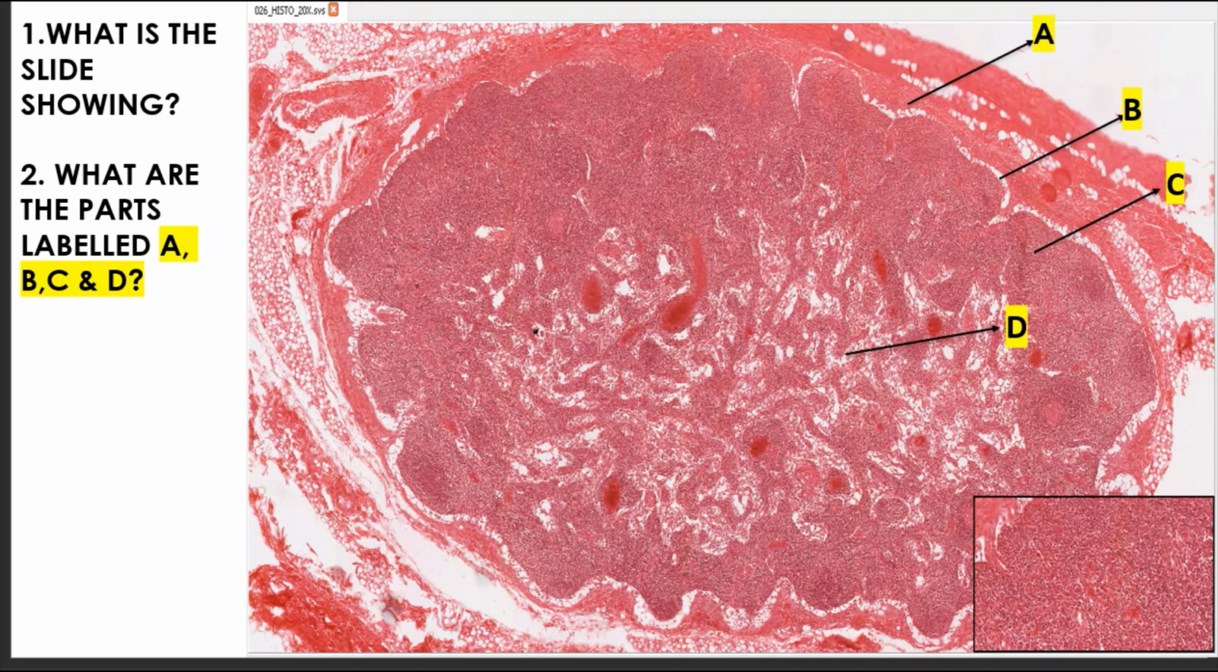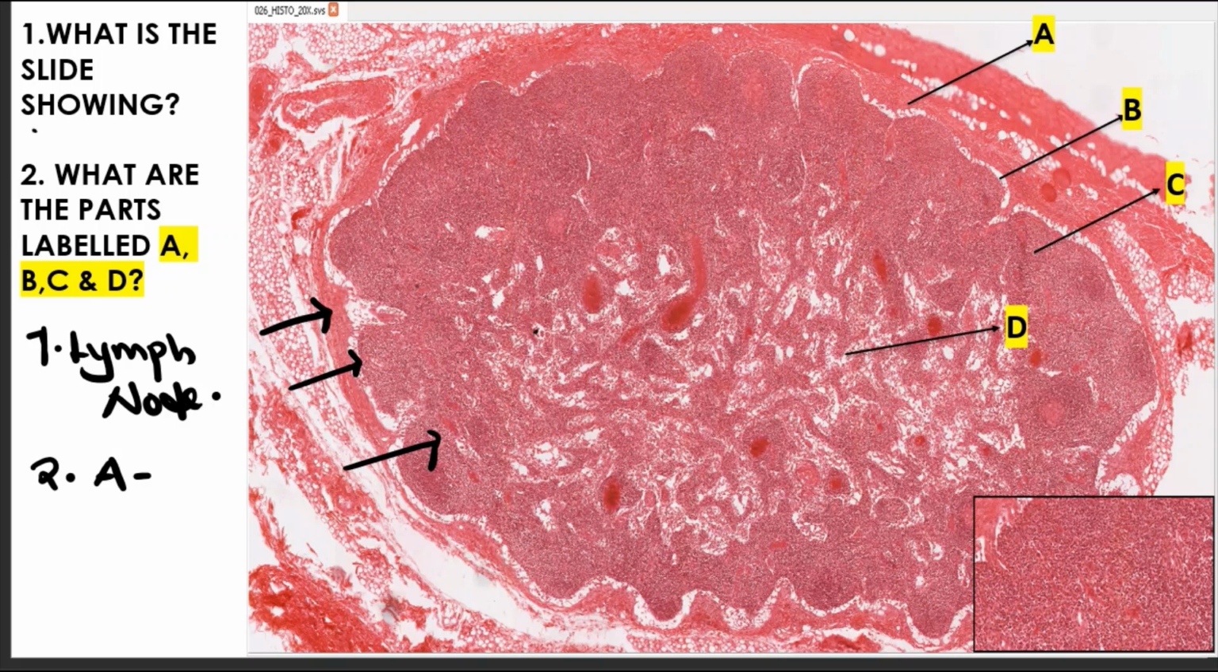What is this slide showing? So you can see this slide has got a capsule, and then underneath the capsule there is this space, and then after the space there is a cortex. So this is the lymph node. So 1 is lymph node.